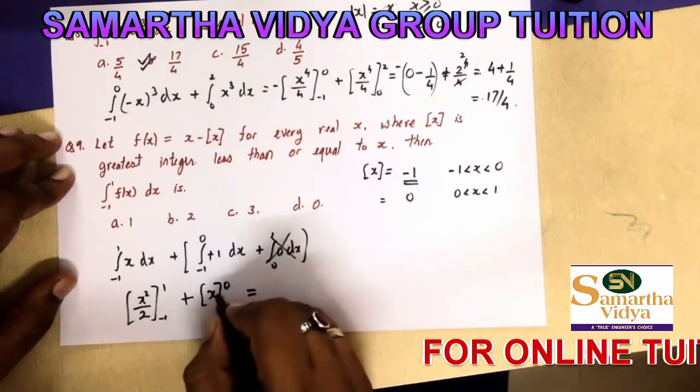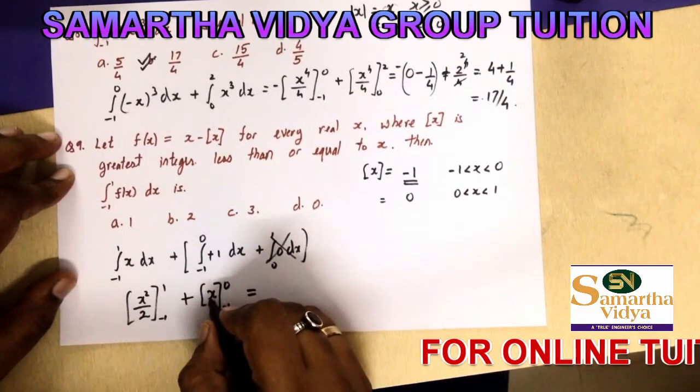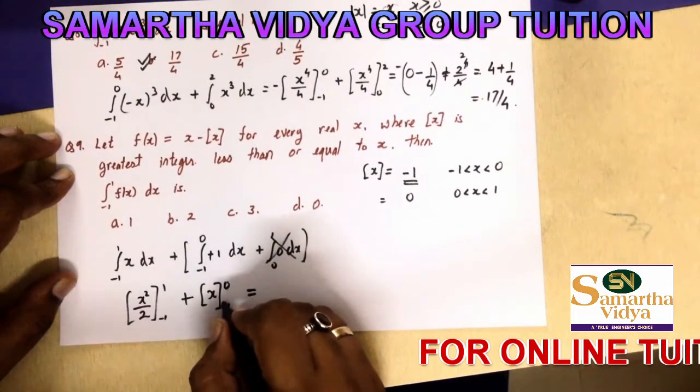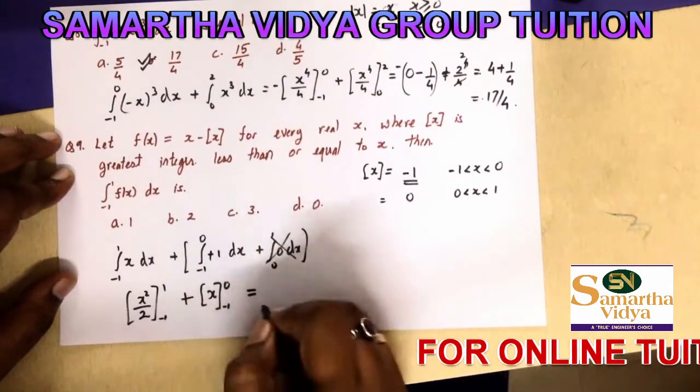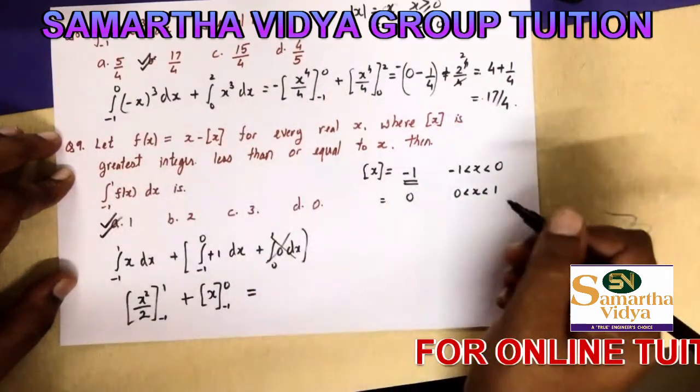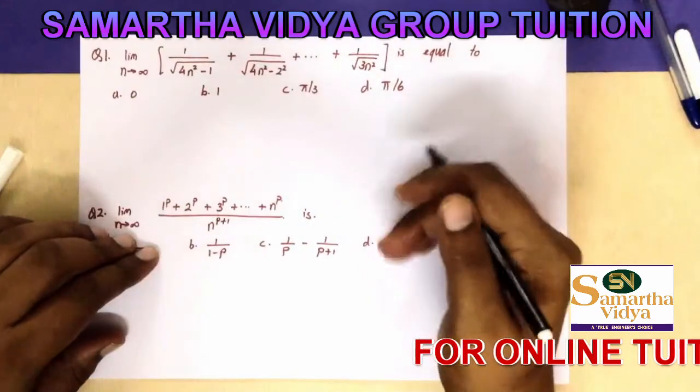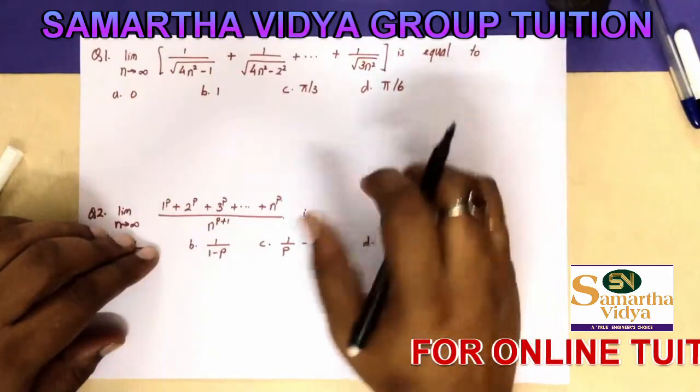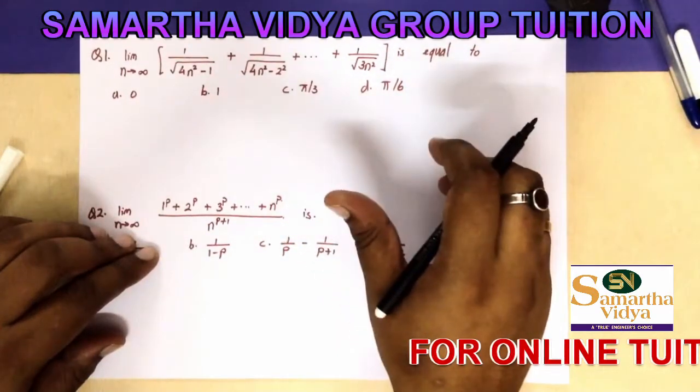Here it's going to be 0 substituted, the upper limit, and minus the lower limit, which is minus 1. So the answer is 1, and that's nothing but option A. So we'll be seeing the first two questions, which are going to be dependent on the definition of definite integration.